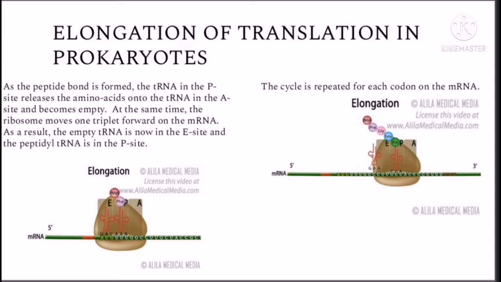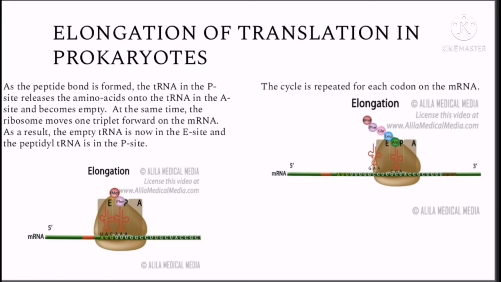So, continuing with the elongation of translation in prokaryotes, the last picture we saw shows that when the right aminoacyl tRNA enters the A site, a peptide bond is made between the two adjacent amino acids. The P site and the A site are occupied by two tRNAs. As the peptide bond is formed, the tRNA in the P site releases the amino acids onto the tRNA in the A site and becomes empty.